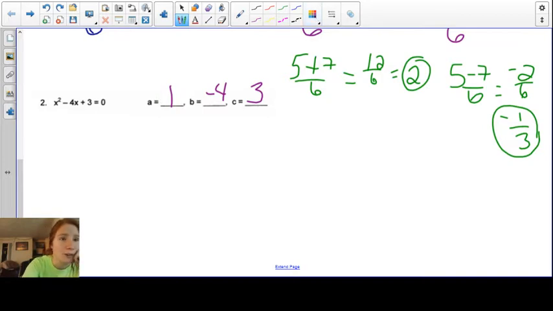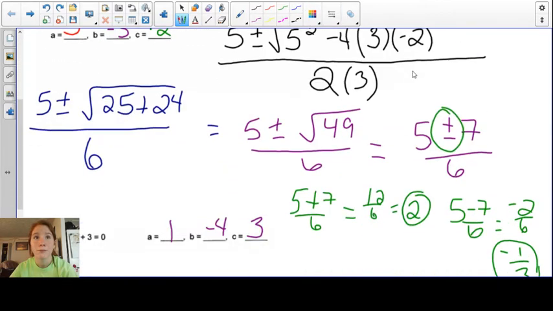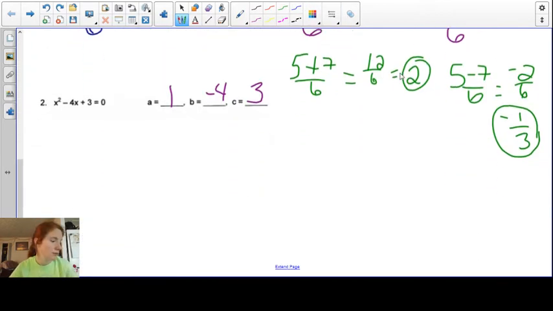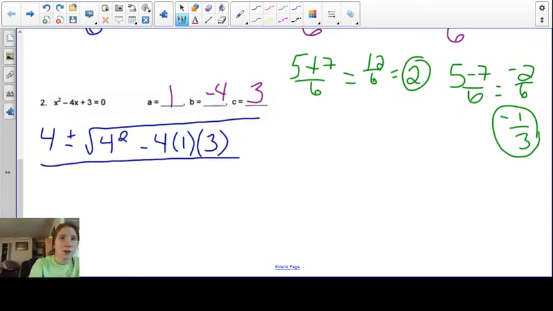Okay, so my formula, now I'm going to tell you the formula. I know it's above here. Where's my mouse? I know it's up here. And it's also on your paper. I'm going to tell it to you because I have this memorized. So it gives me negative b, so the opposite of b, which is 4, plus or minus the square root of b squared minus 4 times 1 times 3, all divided by 2 times 1.